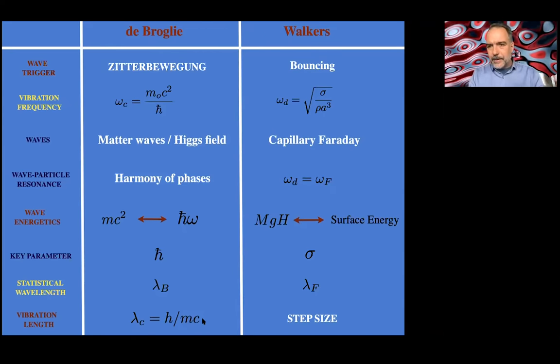So there are two length scales in de Broglie's mechanics, the other is this Compton scale, and the other short length scale in our system is the step length. We'll clarify a little more what these two wavelengths are in our hydrodynamic quantum field theory.